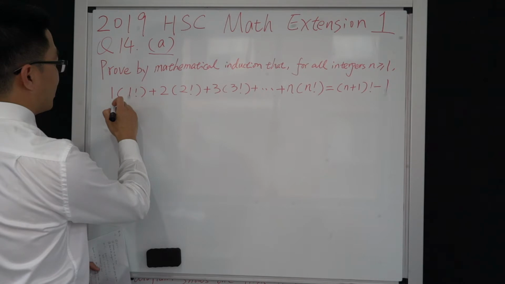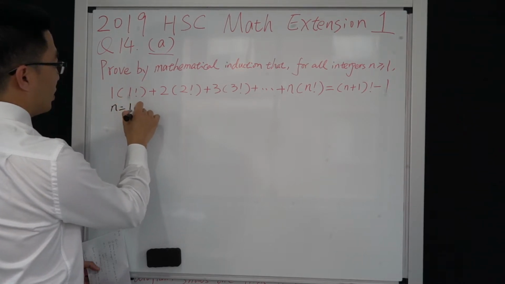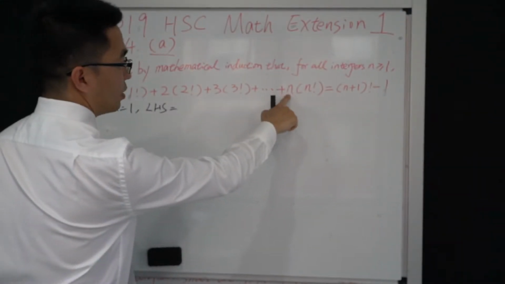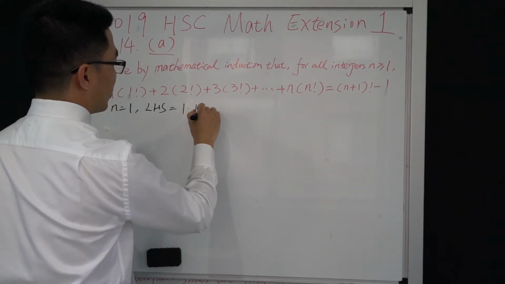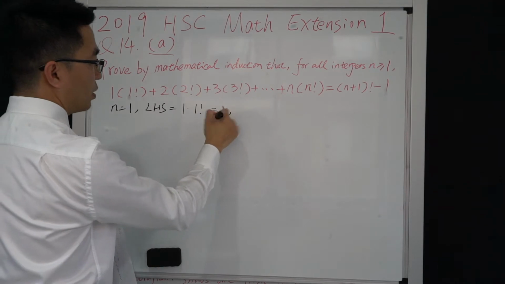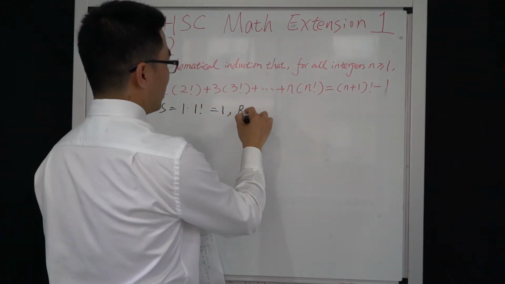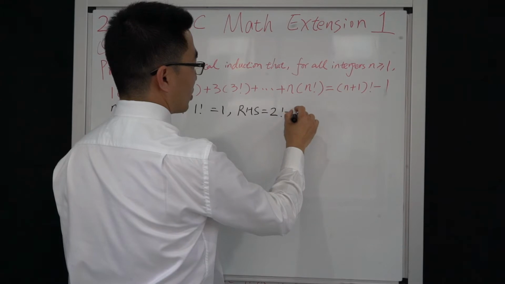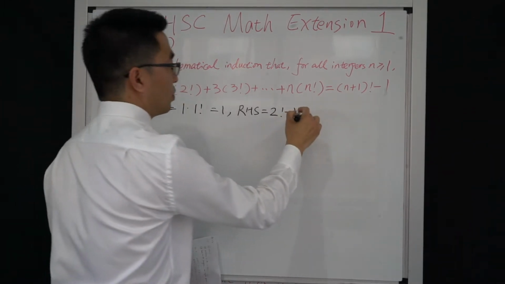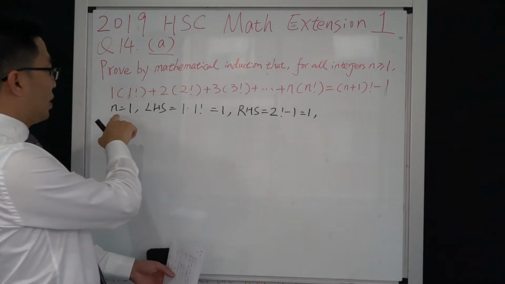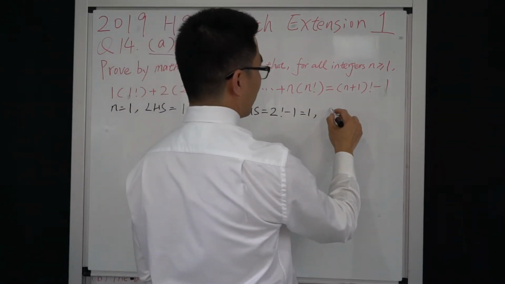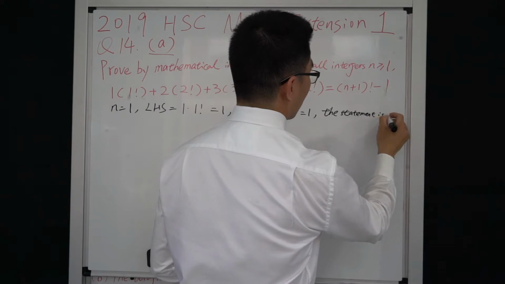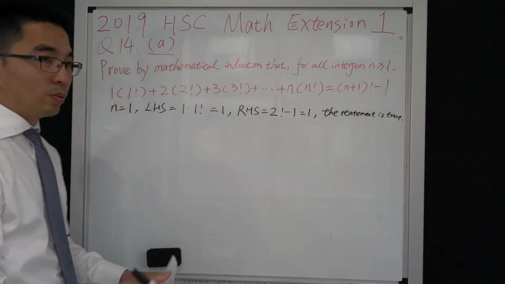Let's go to the first step. When n equal to 1, the left hand side is 1 times 1 factorial, which equals 1. The right hand side is 1 plus 1 factorial, which is 2 factorial, minus 1. So 2 factorial is 2, minus 1, then you get 1. Then, when n equal to 1, the statement is true. So we have finished the first step.